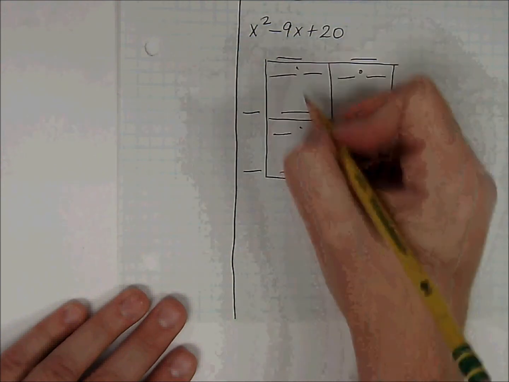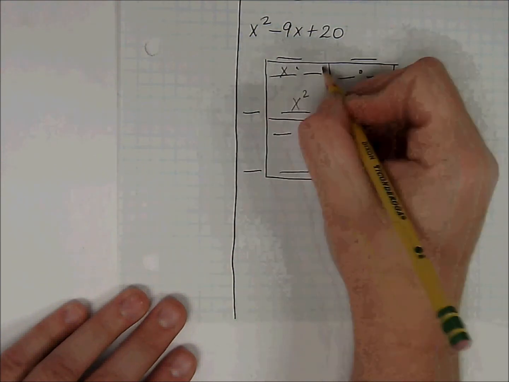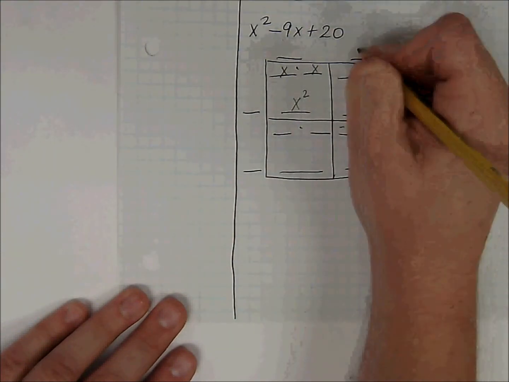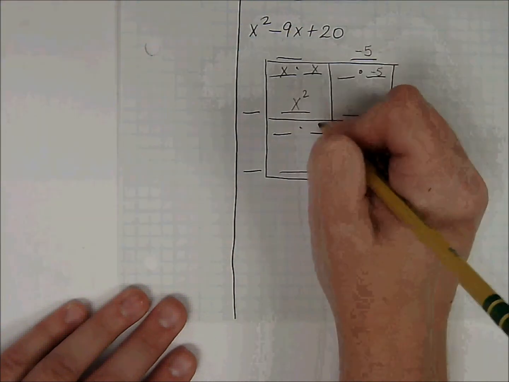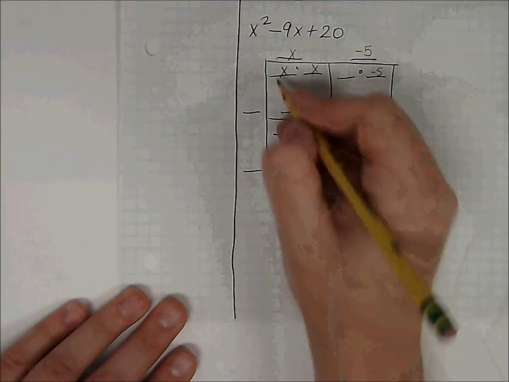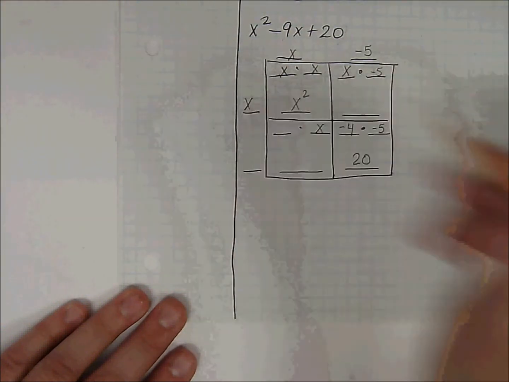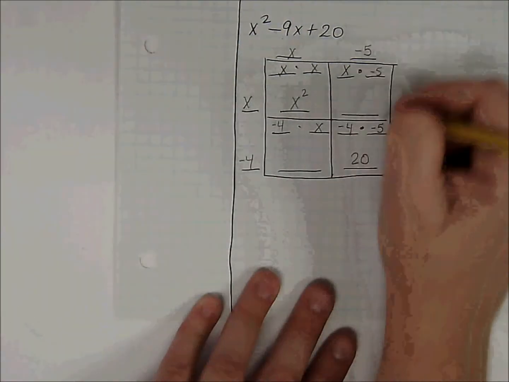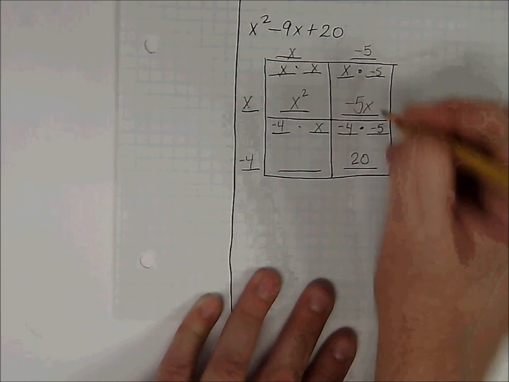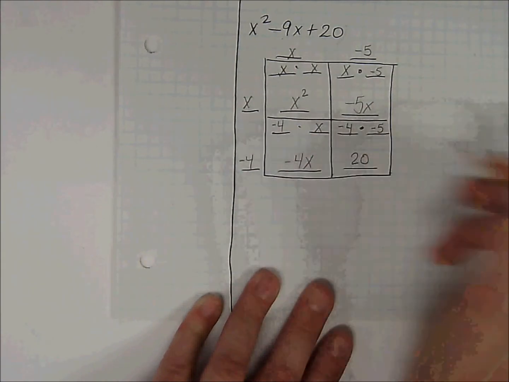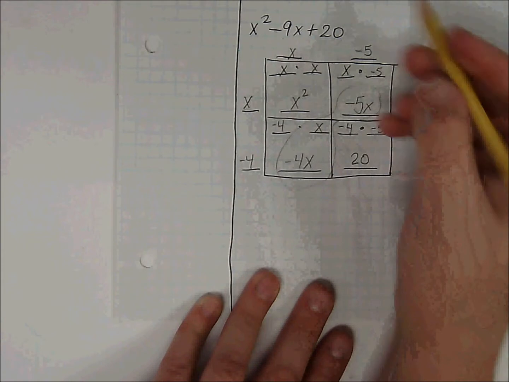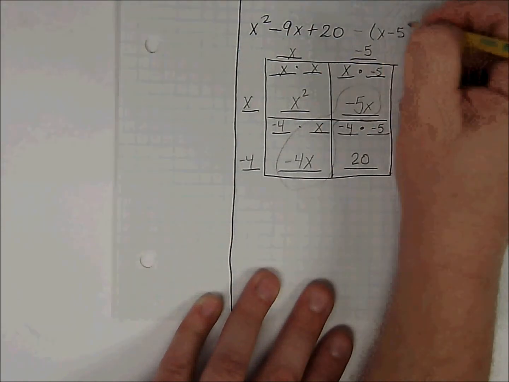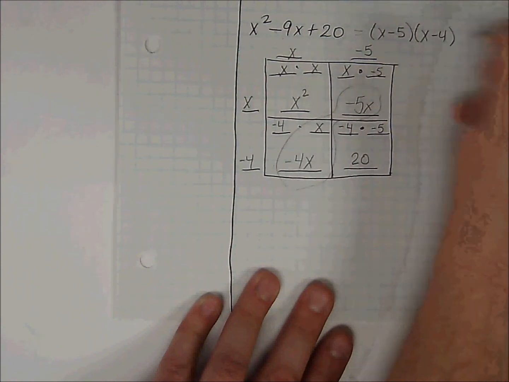And remember the x squared goes here, x times x, and let's see if it worked. This column is negative 5. This column is x. This row is x. And this row is negative 4. In this box, we have negative 5x, negative 4x in this box. And when I add these two together, I get negative 9x. So my answer is x minus 5, x minus 4.